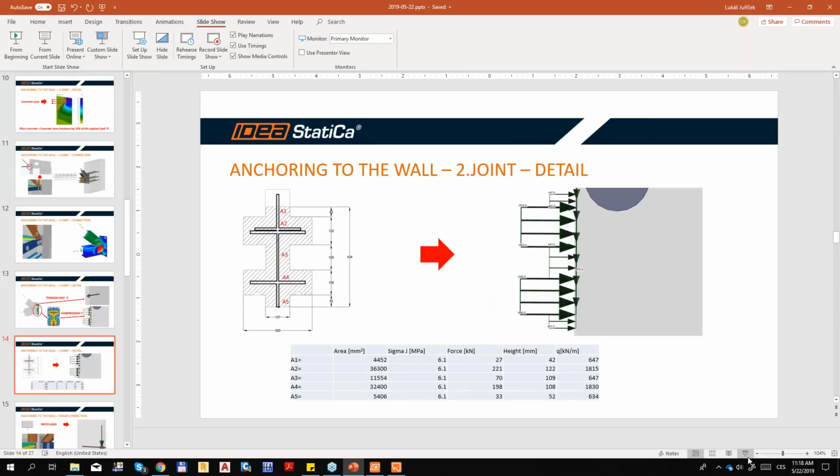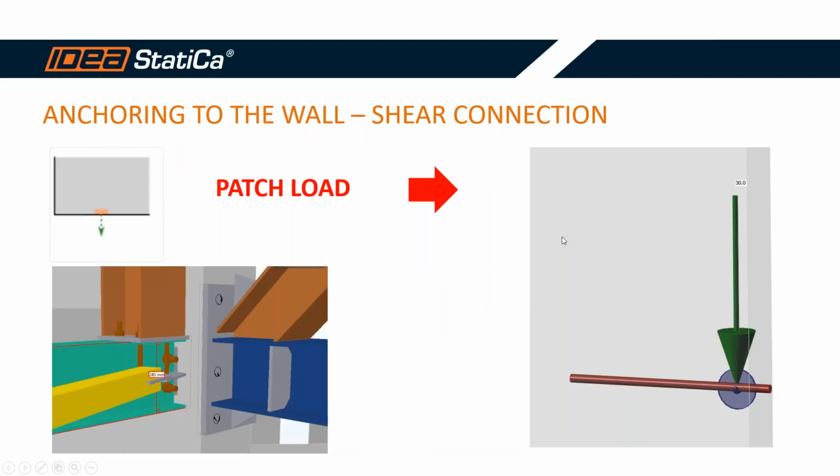So I will come back to the presentation. I don't know if I mentioned that we will focus on the three anchorings. So the third joint which will be modeled is a shear joint. And as you know, the shear joint is transferring only the shear force, without the bending moment. This connection is perpendicular to the plane of the wall, and is visible here.